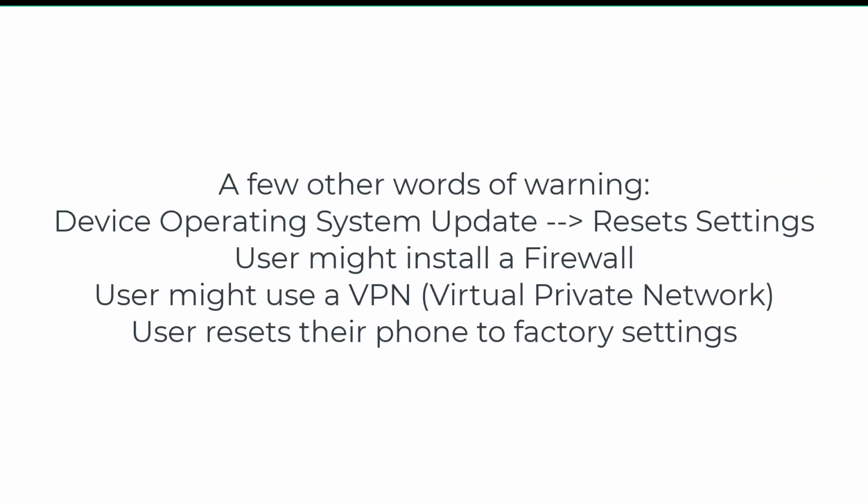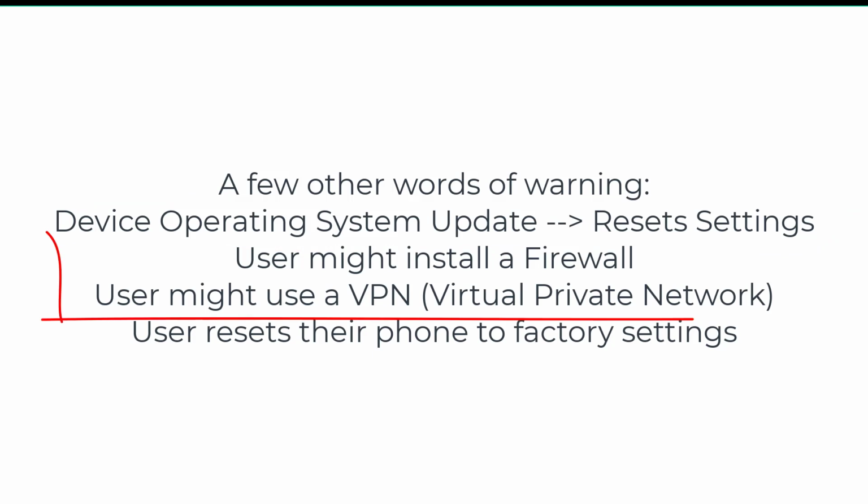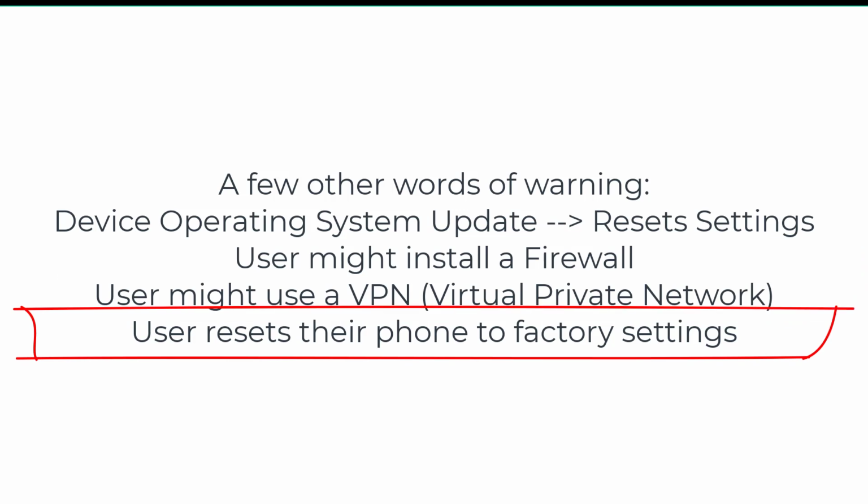Here are a few other things that might cause the Circle Mobile app not to work. First, the device operating system may get updated, and sometimes this resets the settings back to a factory default. The user then must go back and set all the settings for Circle Mobile. The user might install a firewall or use a VPN, virtual private network, which would affect the ability for the data plan to work properly. Finally, the user might reset their phone to factory settings. Again, this could affect how the Circle Mobile settings are defined, and they would have to be reset.